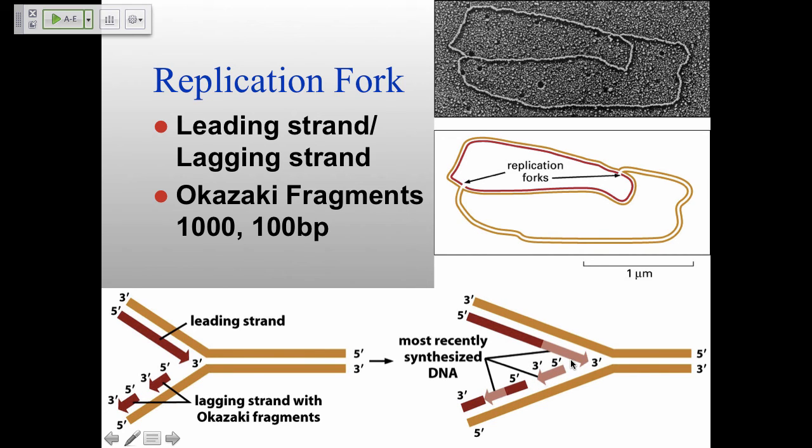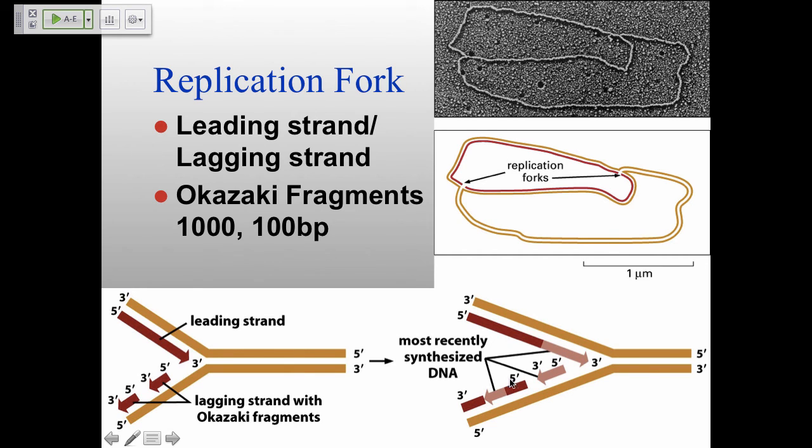Fortunately, they were looking in bacteria where the Okazaki fragments are relatively big. They're about 1,000 nucleotides. In eukaryotes, they're actually relatively small, these 100 nucleotide fragments. But what this means is that you have multiple pieces here on what's called the lagging strand and only one new piece of DNA on the leading strand.